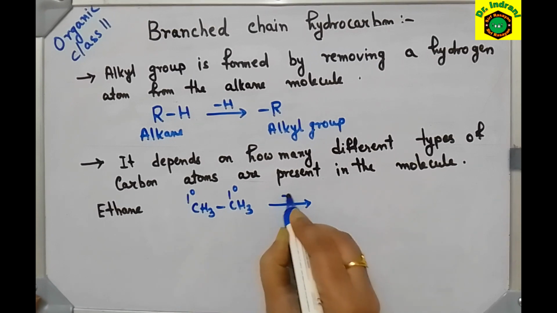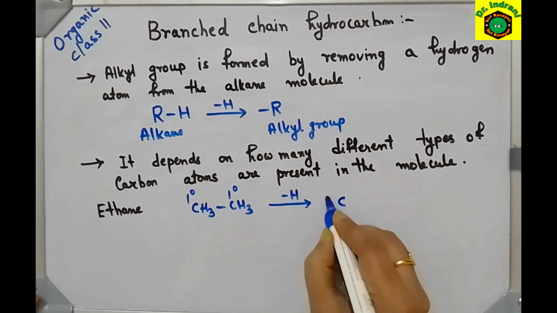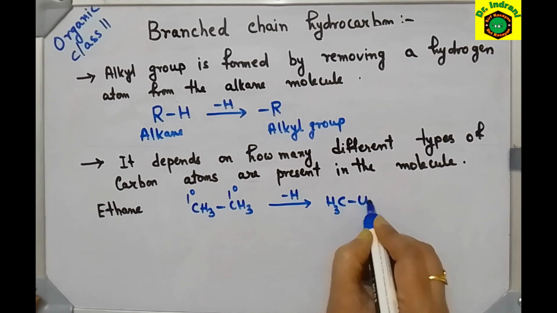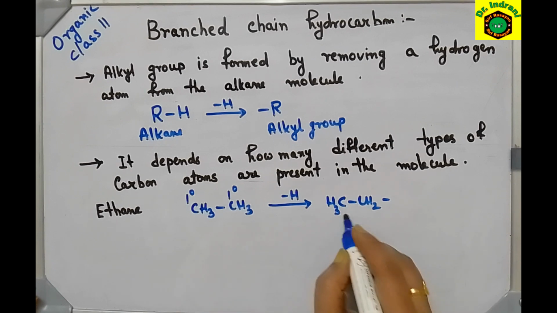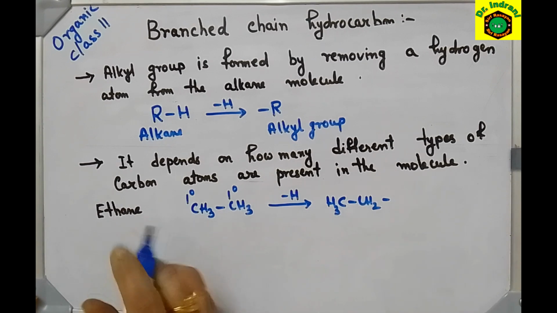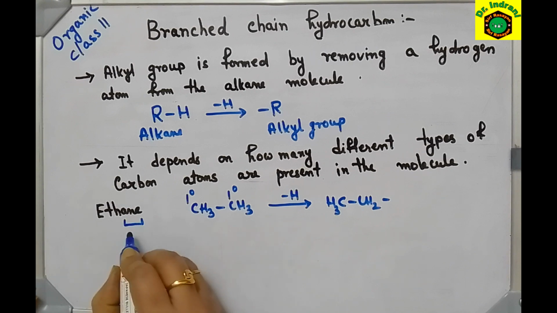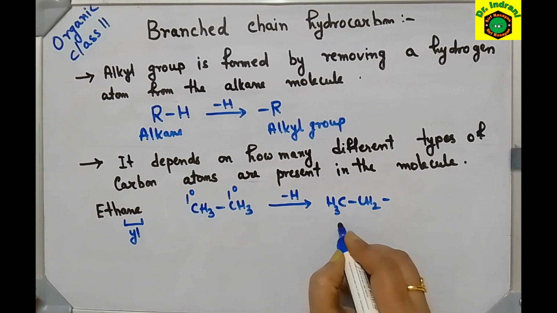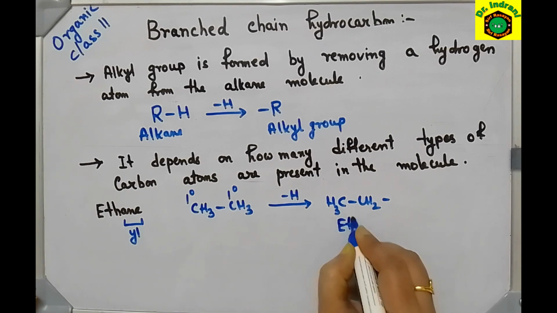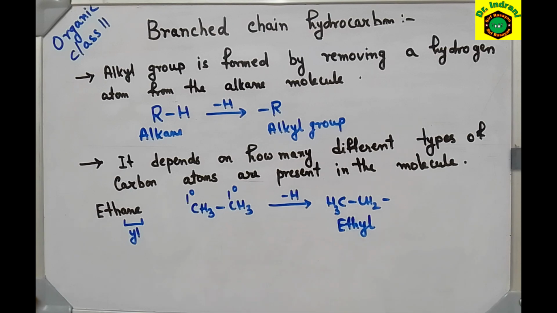Means by removal of hydrogen, you will get this one, CH3, CH2. And how you will get the name? In place of ANE, you have to write YL. So the name of the alkyl group will be ethyl. It is ethyl. Okay.